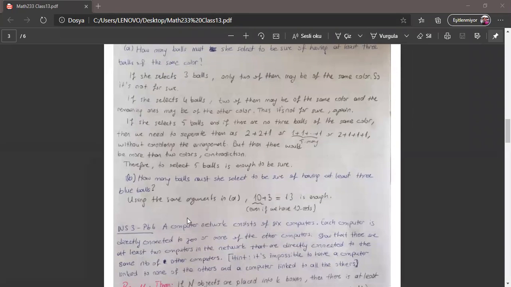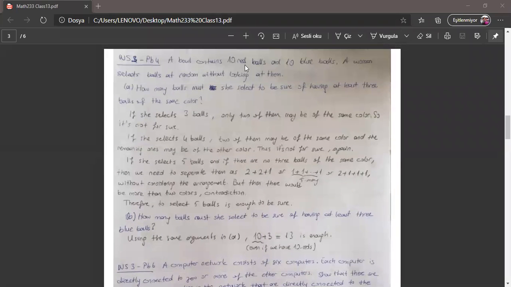So this one is easier. Now, how many balls must you select to be sure of having at least 3 blue balls? We have 10 red balls. Maybe she selected balls 10 times, and each time she got a red ball, right? This is life, so it may happen. Okay, we have then 10 red balls.